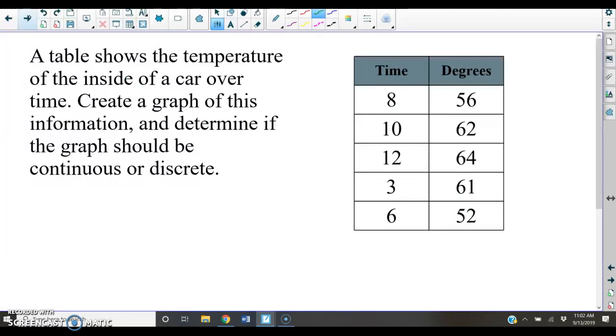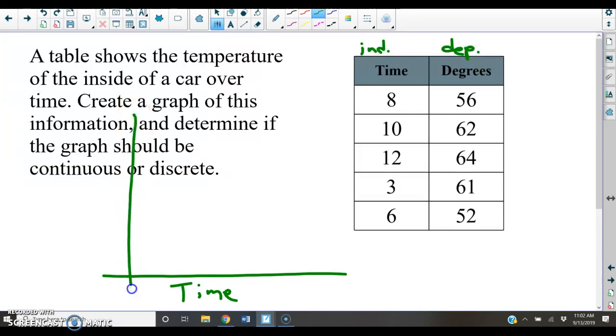Okay, the table shows the temperature of the inside of a car over time. Notice it's not getting real warm, so we can assume that it is in a parking garage, so it's not getting sunbeat on it, or maybe even it is a cloudy day. Okay, so at 8 in the morning, and why would the time be the horizontal axis? You better understand that that's what's independent. The degrees in the car depends on the time of day.